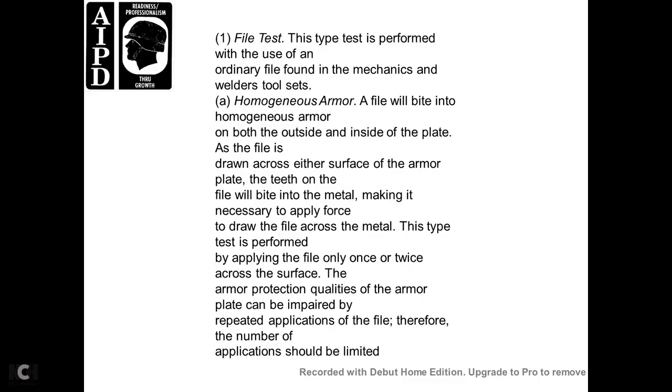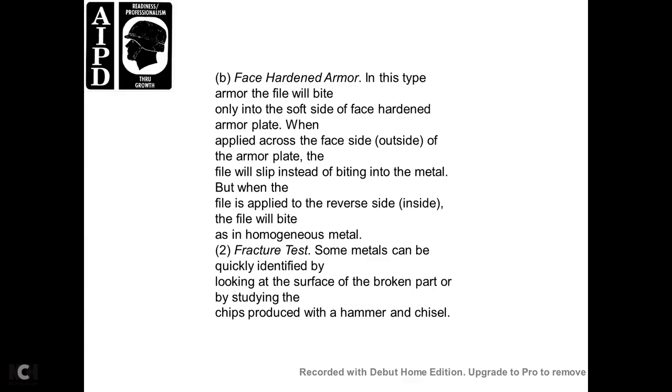2. Homogeneous armor. A file will bite into homogeneous armor on both the outside and inside of the plate as the file is drawn across either surface of the armor plate, with the teeth of the file biting into the metal, making it necessary to apply force as you draw the file across the metal. This type of test is applied by drawing the file only once or twice across the surface of the armor. Protection quality of the armor plate can be impaired with repeated application of the file. Therefore, the number of applications should be limited.